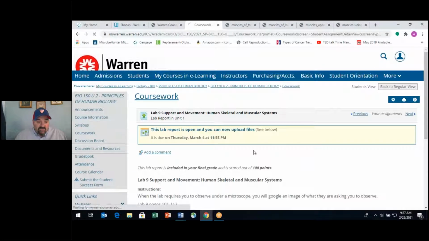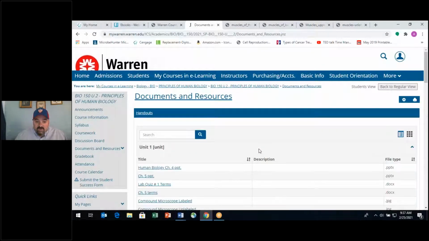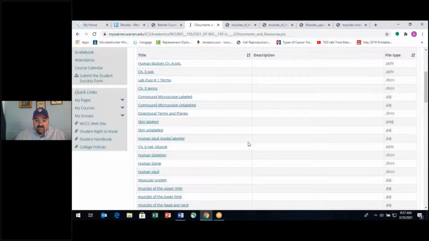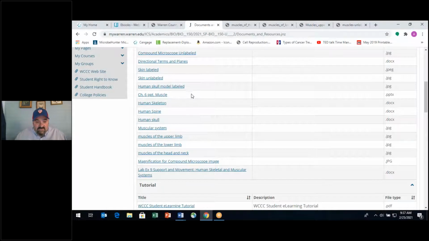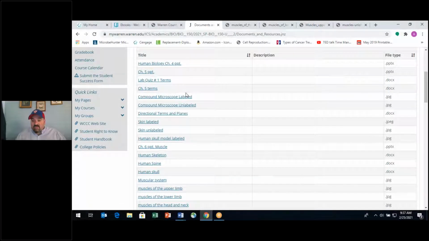As far as documents and resources, you can also go here and you'll see that for the lab quiz coming up, you can click on this right here, the lab quiz number 1 terms, and that's what you'll be required to know. We'll also be using that as your word bank for taking the lab quiz. I'll be pointing out certain structures to you online during the lab class, and you can then use the word bank in order to pull the answers from.